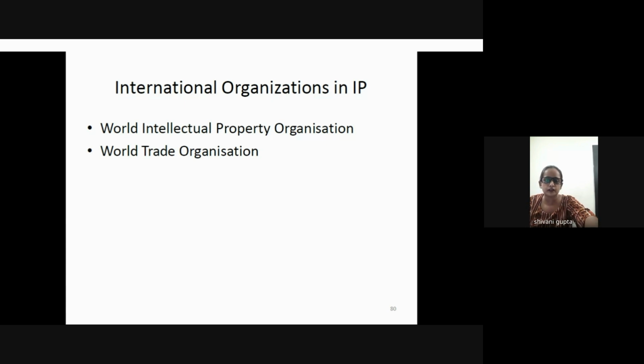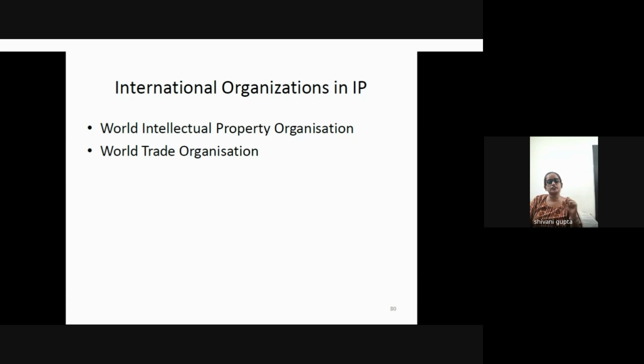The GATT mostly dealt with trade in goods. The WTO and its agreements cover not only goods but also trade in services and other intellectual properties like trademarks, designs, and inventions.